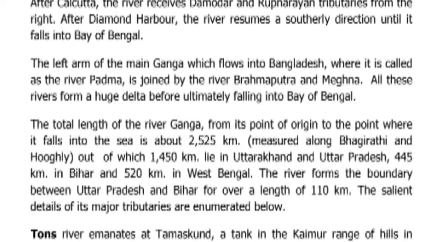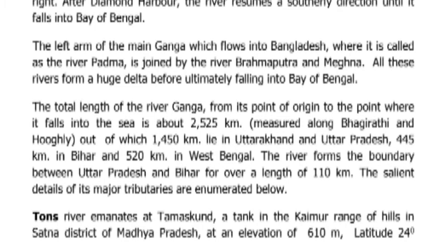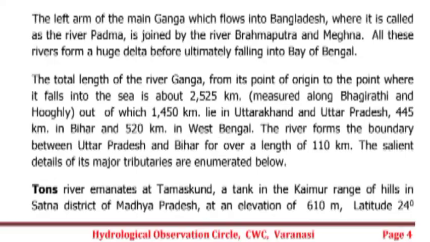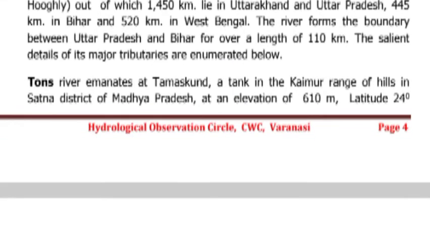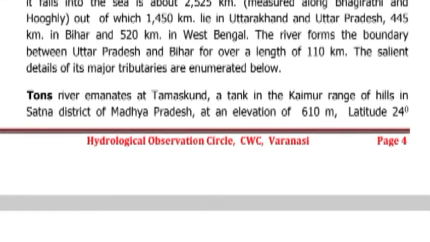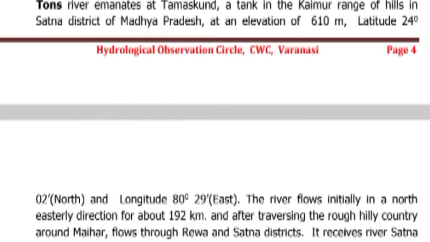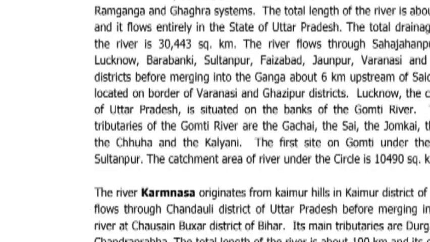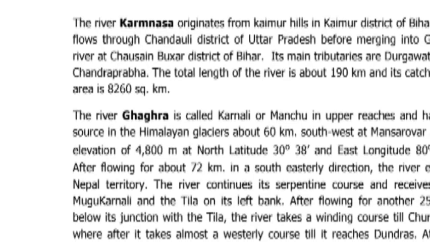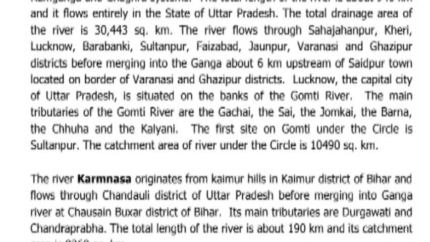After Calcutta, the river receives Damodar and Rupnarayan tributaries from the right. After Diamond Harbour, the river resumes a southerly direction until it falls into the Bay of Bengal. The left arm of the main Ganga, which flows into Bangladesh, where it is called the river Padma, is joined by the rivers Brahmaputra and Meghna. All these rivers form a huge delta before ultimately falling into the Bay of Bengal.